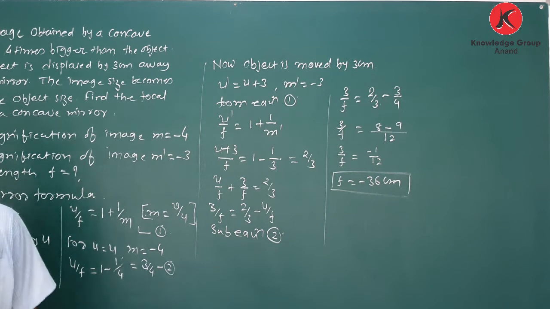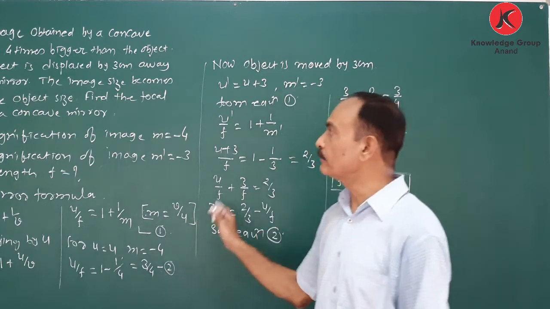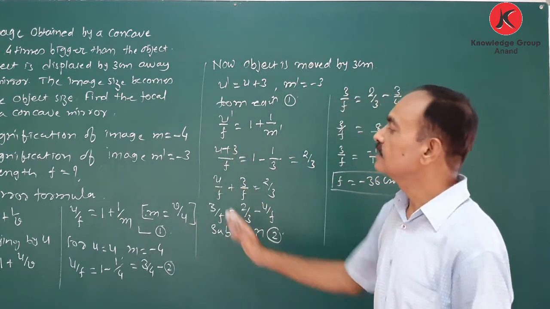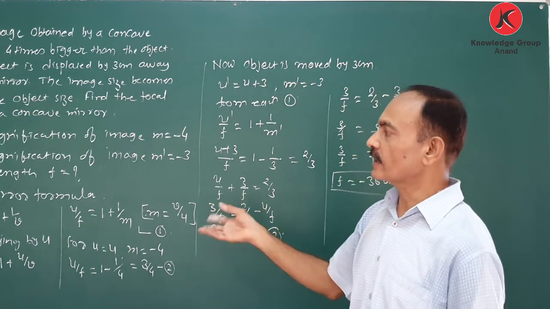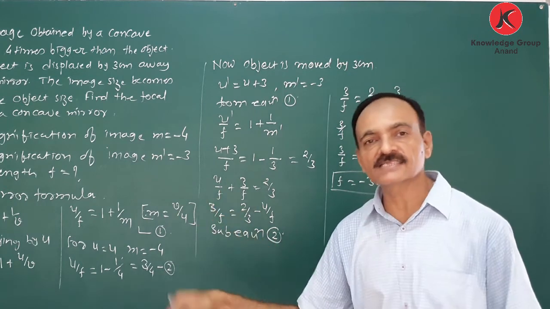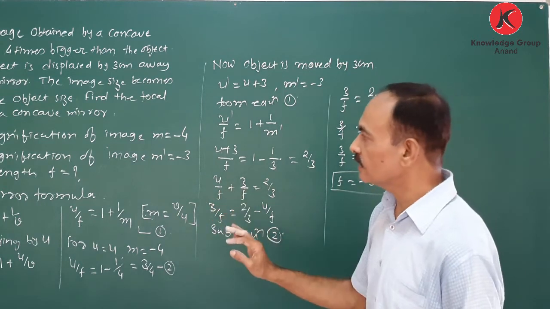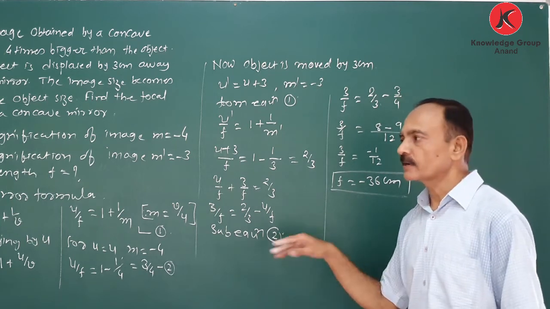So, a very easy numerical. Using the mirror formula, we can find out the focal length of a concave mirror. Here only the information about the magnification is given, initial stage and the new stage. That means after the object is moved by 3 centimeter, what is the magnification? So we can find out the focal length of a concave mirror.